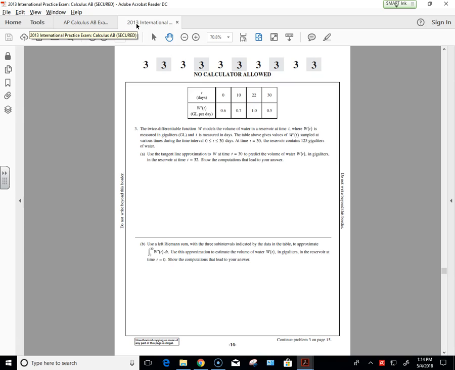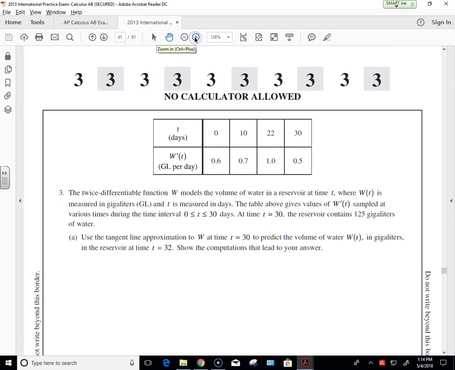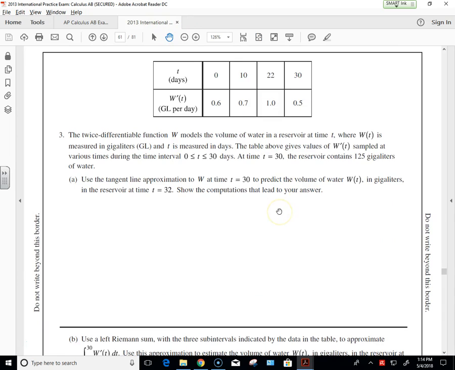Well, trying to do as much as I can. Okay, for number 3, scene. Water, reservoir, time. Okay, we all have things we need to be doing.